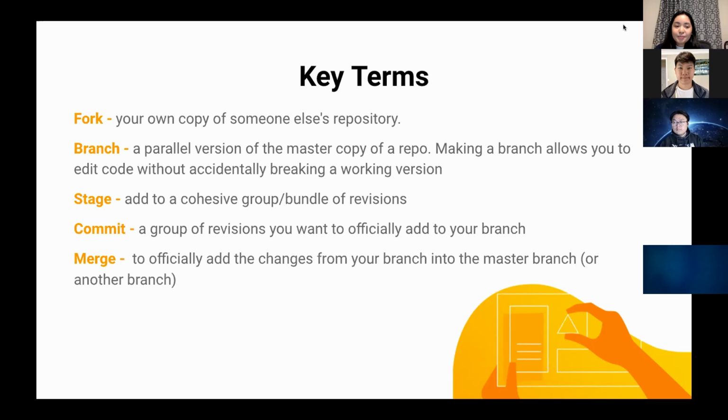And then, so basically when you're making changes to a document, you stage them and then you commit them when you're ready. And then finally, there's the term merge. So when you have all the changes in your branch that you want, and you want to officially merge them with the master document, and you want everyone to know what your changes are, then that's when you're merging it. And then in order to merge, you have to create a pull request, and then it will be reviewed by the owner, and then it will be merged.